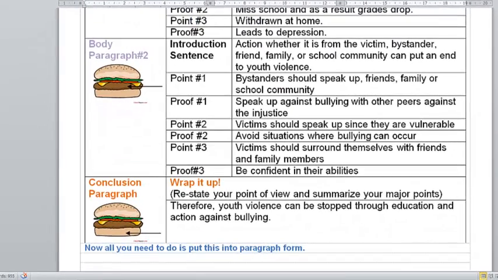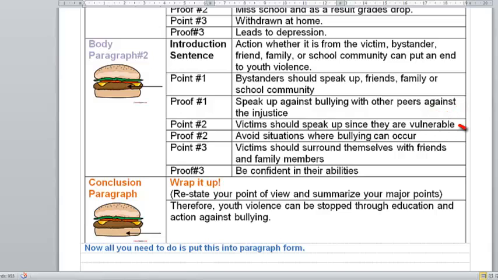Now let's look at body paragraph 2. The introductory sentence: Action, whether it is from the victim, bystander, friend, family, or school community, can put an end to youth violence. Point 1: Bystanders should speak up, friends, family, or school community. Proof 1: Speak up against bullying with other peers against the injustice.